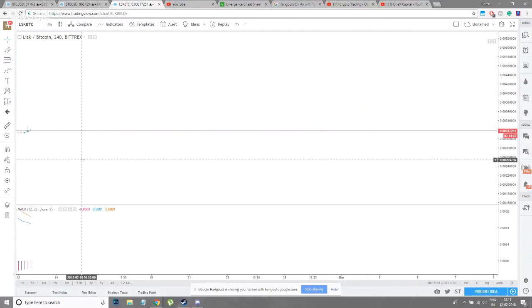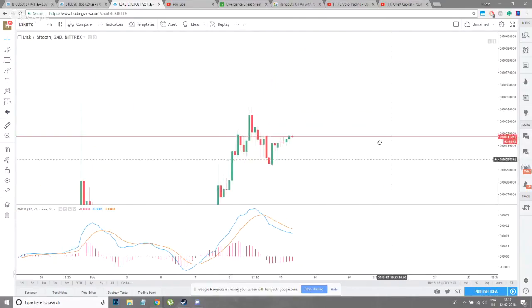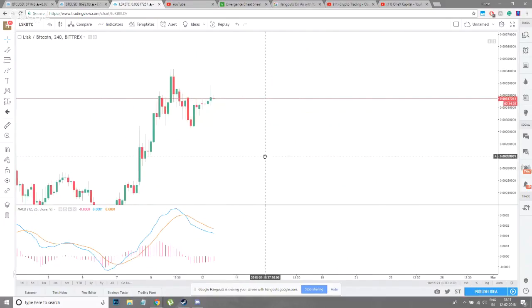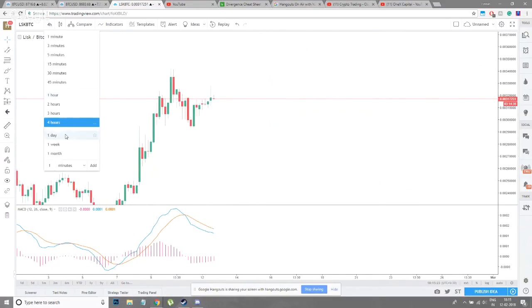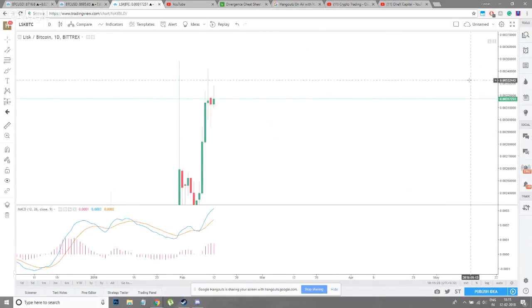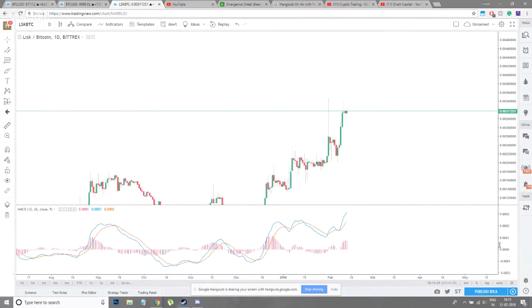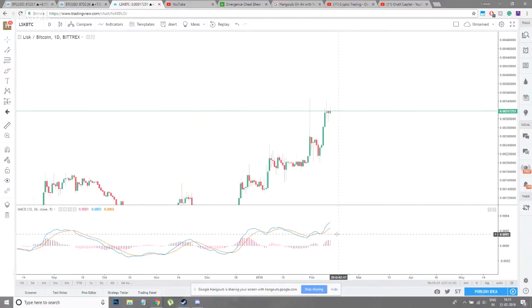So in my opinion, it's not a good time to buy Lisk. I would wait for this higher high to close. On the daily chart, yeah, there's a lot of room, plenty of room, but this isn't specifically indicating a trade.